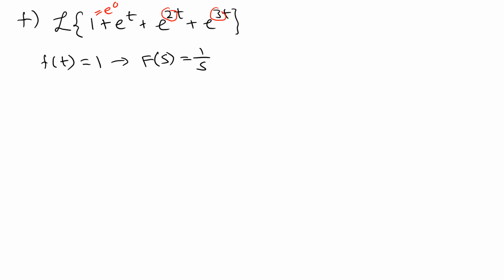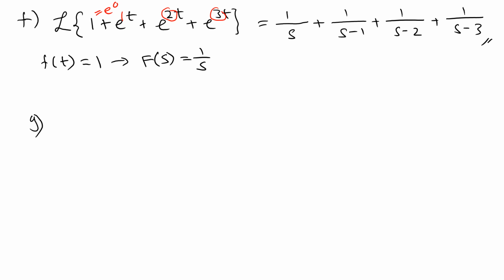So I'm just going to do it directly now. It's 1 over s, just add the opposite sign. In the first one it's s minus 0, which is s. The second one is 1 over s minus 1, the next is 1 over s minus 2, and the last one is 1 over s minus 3. So that's the answer. You can directly write it like that, just with mental calculation. Then let's do the last one.